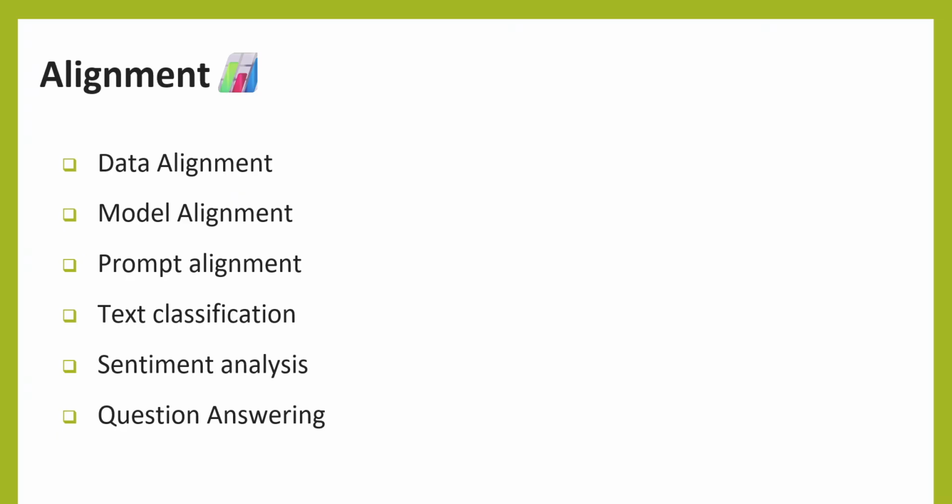Next comes alignment, which refers to the process of ensuring that the language model's output is aligned with the desired output or task. Here, the goal is to ensure that the model generates responses that are relevant and accurate. Alignment can be achieved by aligning the training data with the desired output or task, then aligning the language model with the desired output or task in model alignment, or prompt alignment, which means aligning the prompt with a desired output or task. Alignment is useful for tasks such as classifying text into categories, analyzing the sentiment of text, or answering questions.